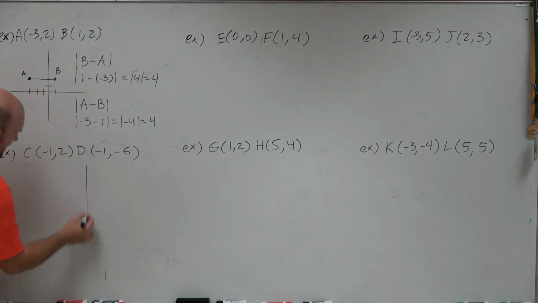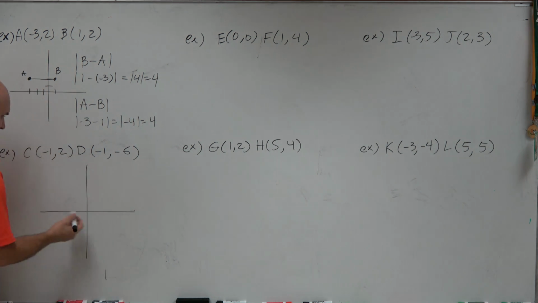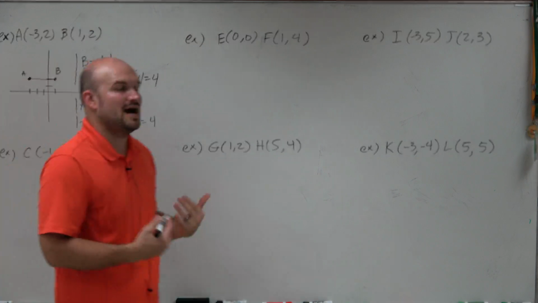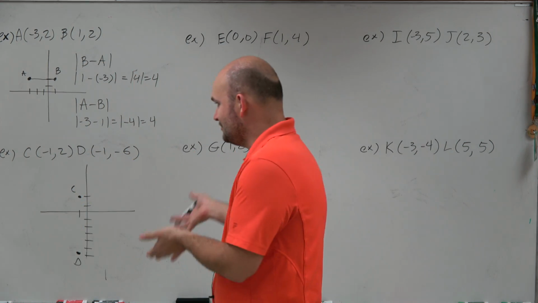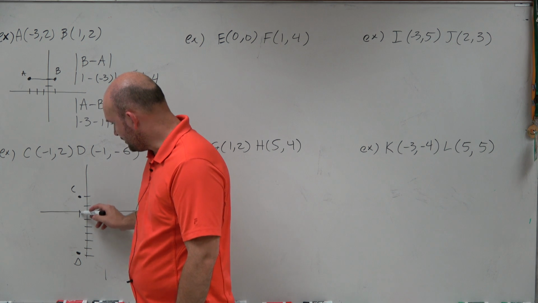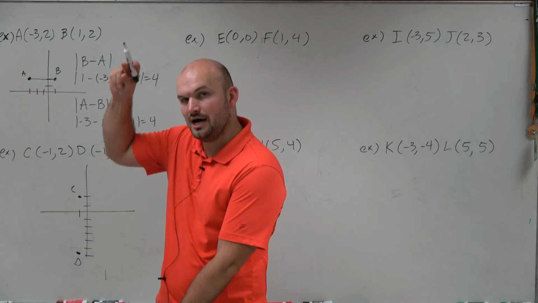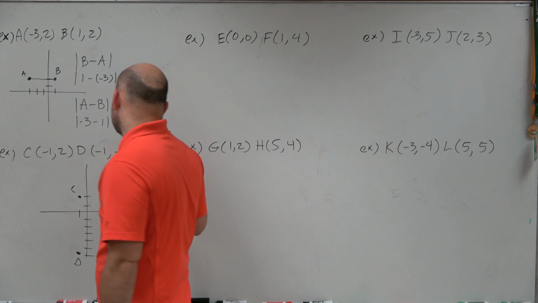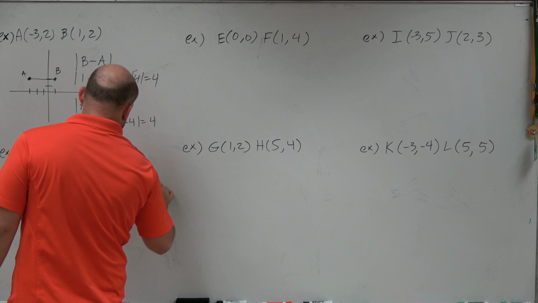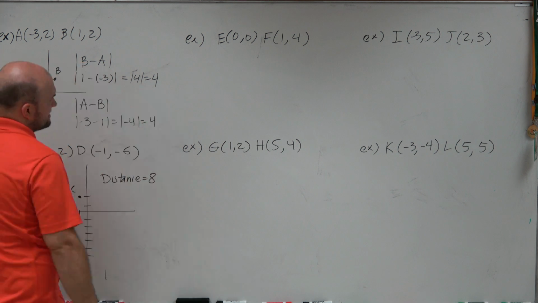In this next example, I have c and d. So I'll go ahead and plot these points. I have -1 up 2. That's going to be my c. And then my d is at -1 down 6. 1, 2, 3, 4, 5, 6. Now in this one, I'm not going to go through the distance formula. I'm just going to count, because you can see in these points, I can easily just count. So -1 up 2, and then here I'm going down 6. So if I'm going down 6 and then up 2, that means I have a total distance of 8. Okay, and here my distance is equal to 4.